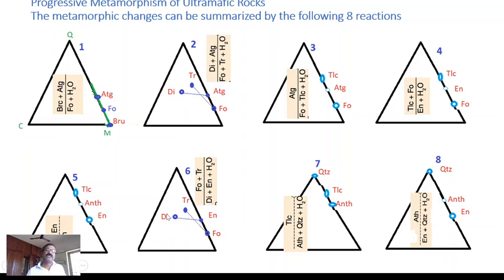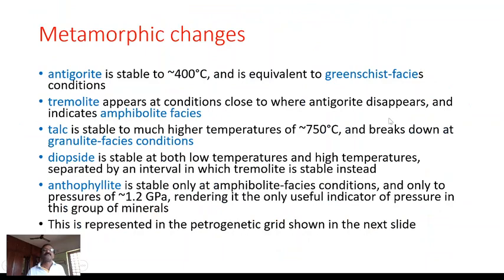The sixth one is called forsterite plus tremolite gives diopside plus enstatite. Then seventh, the talc dissociates to form anthophyllite and quartz. Finally, the anthophyllite dissociates to form enstatite and quartz. So let us examine what are the metamorphic changes.